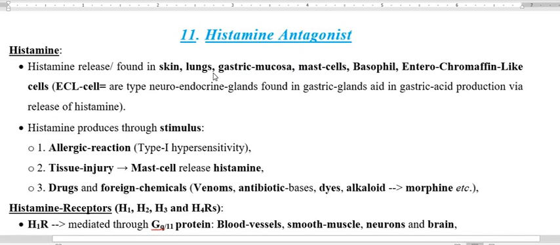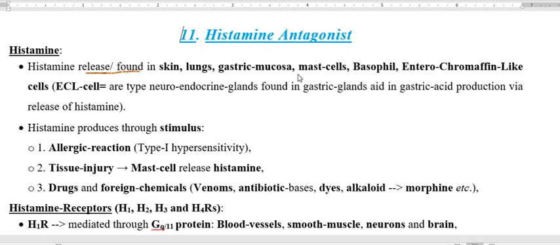In the previous class that we have already recorded as a video, we already discussed the physiology of histamine, or you can say the physiopathology of histamine. Even so, in this class we are going to discuss a few points about histamine, so it will make it easy to understand the role of histamine antagonists. So let us start with where histamine is found and where it is released.